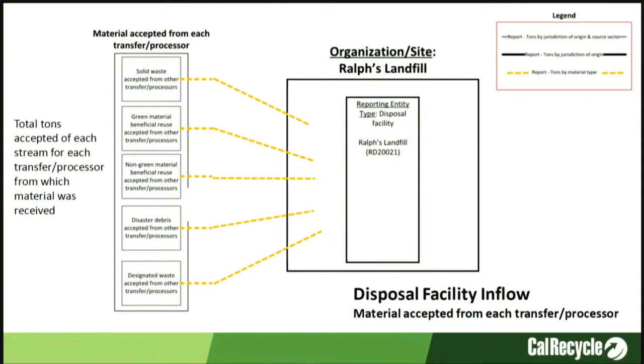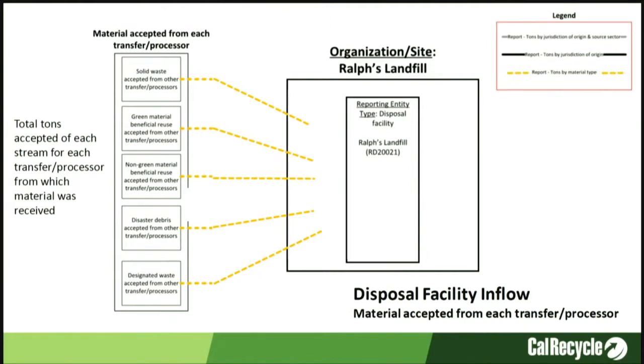So I can't stress that enough. It's not an aggregate, it's by receiving transfer processor, and that's in order to preserve, again, the jurisdiction of origin information with respect to this. So while the landfill doesn't enter the jurisdiction of origin, it is being tracked in RDRS. So they would simply accept what they would receive, again, kind of to preview RDRS.